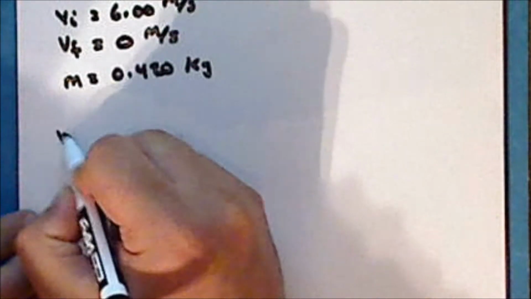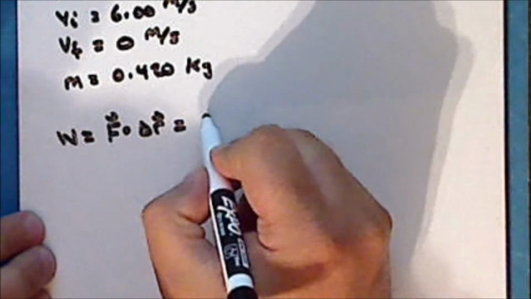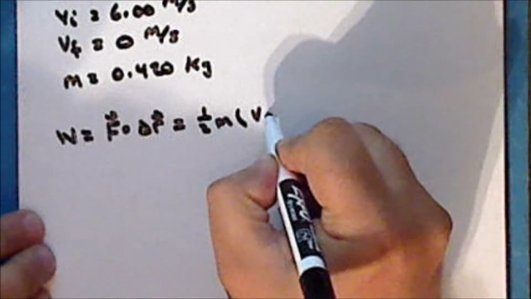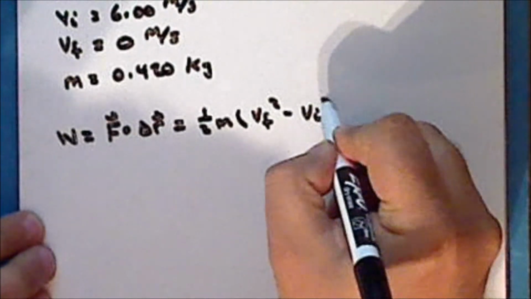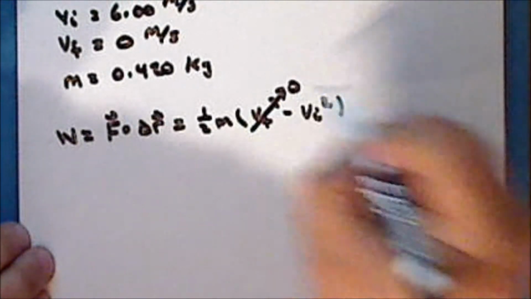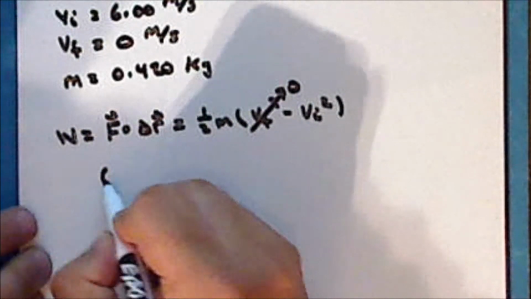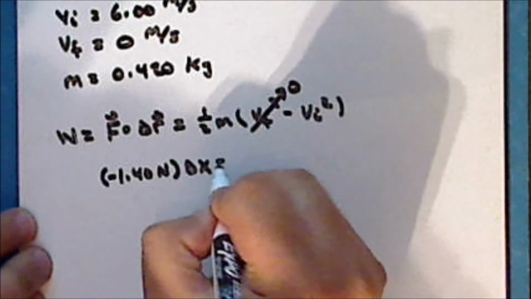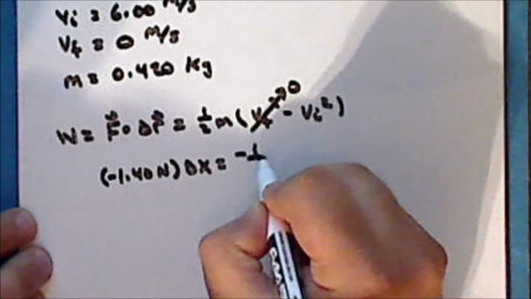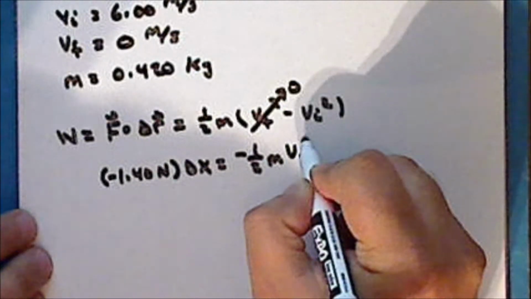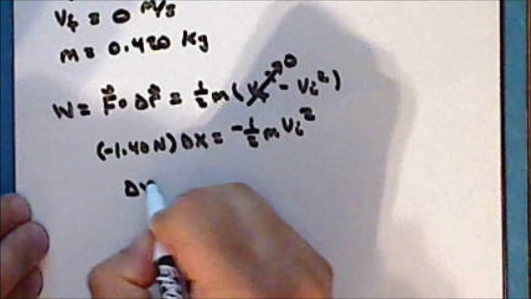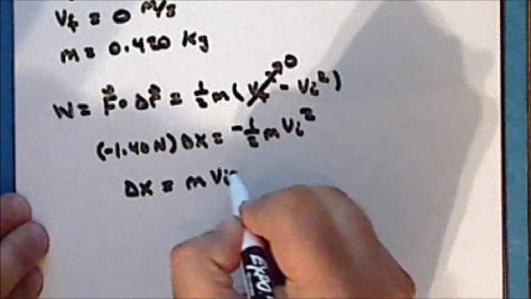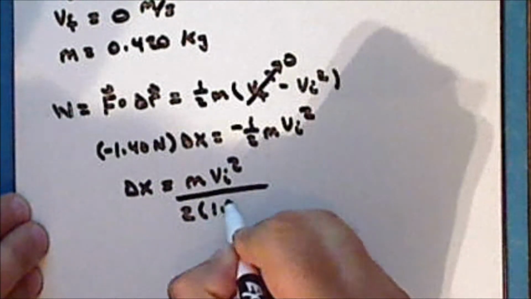So using the work energy theorem, we have that the work done by the force of friction is the dot product of the force with the displacement vector, and this is equal to the change in the kinetic energy, which is 1/2 the mass times the quantity, the final speed squared minus the initial speed squared, where the final speed is 0. So on the left-hand side, we have negative 1.40 newtons times delta x. And on the right-hand side, we have negative 1/2 times the mass times the initial speed squared. So delta x is the mass times the initial speed squared divided by 2 times 1.40 newtons.